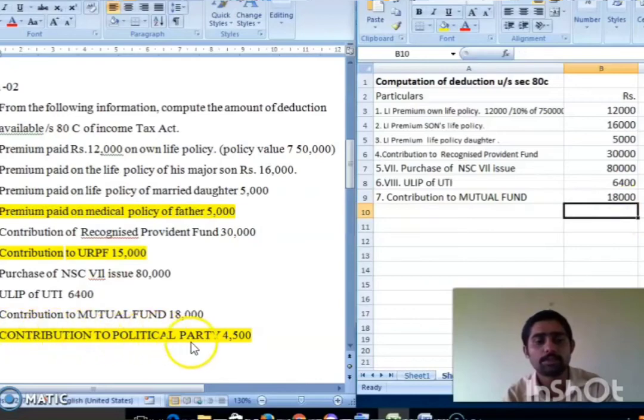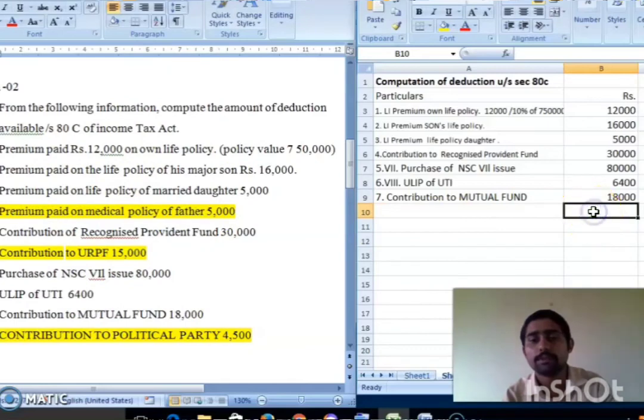There's one more, contribution to political party. I told it will come under 80GGB section. It won't come under 80C. So other than that, premium on medical policy of father won't come. Medical policy will come under 80D. URPF is not eligible deduction. So all items are over. We have to do the total.